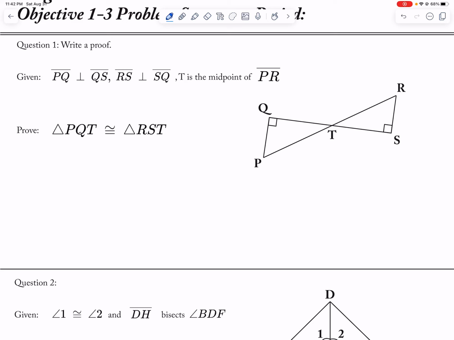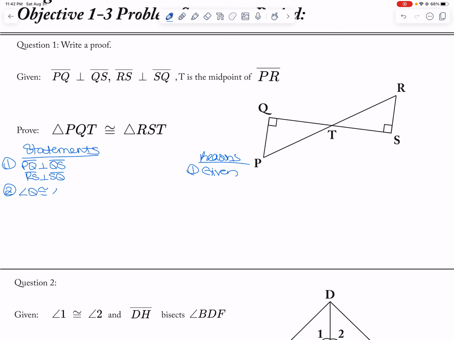All right, so let's go ahead and take a look at the odd number questions. Okay, so my first statement I would have done is PQ is perpendicular to QS. And I would have done RS is perpendicular to SQ. And that is given.